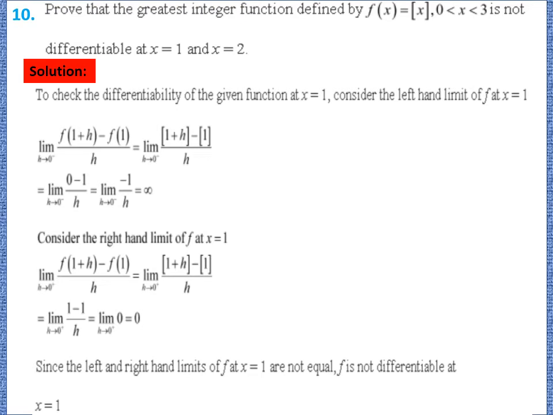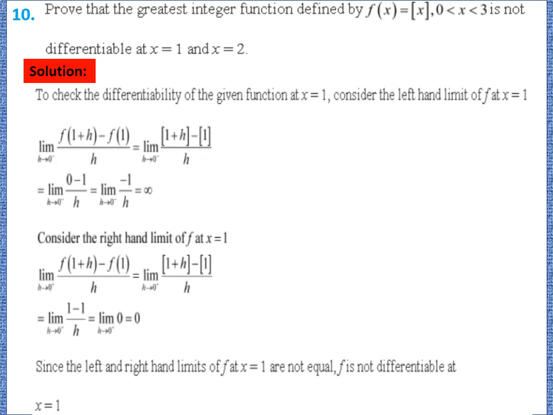Next is question number 10. Prove that the greatest integer function defined by f(x) = [x], 0 < x < 3, is not differentiable at x = 1 and x = 2. Now we have to prove that this function is not differentiable. Whenever we have to prove, we apply the first principle. We are going to check the left hand derivative and right hand derivative at x = 1 and at x = 2. So first, starting with x = 1.